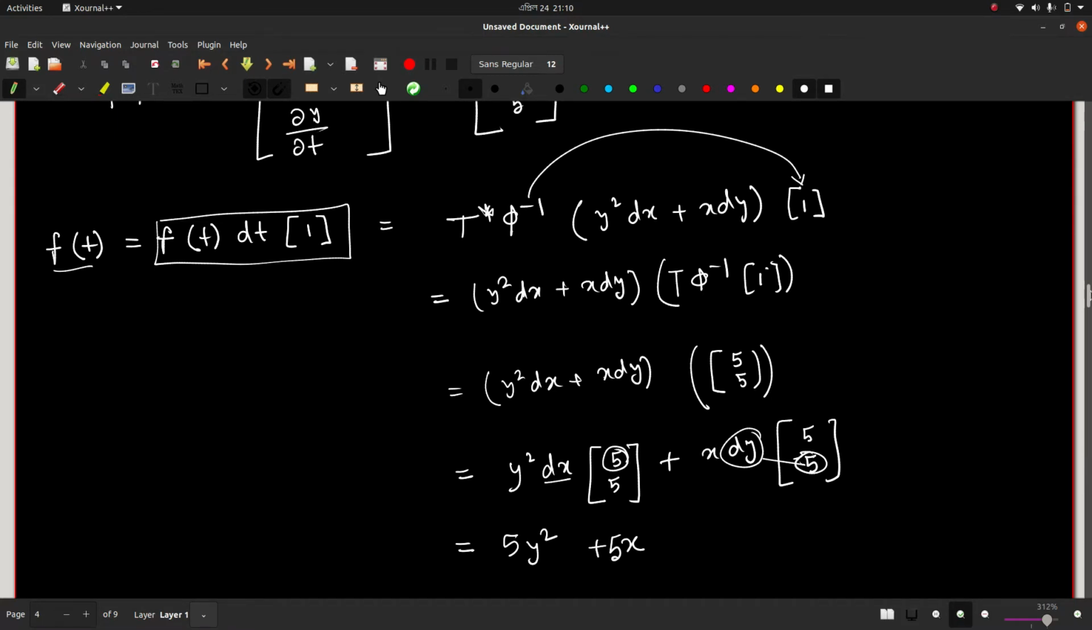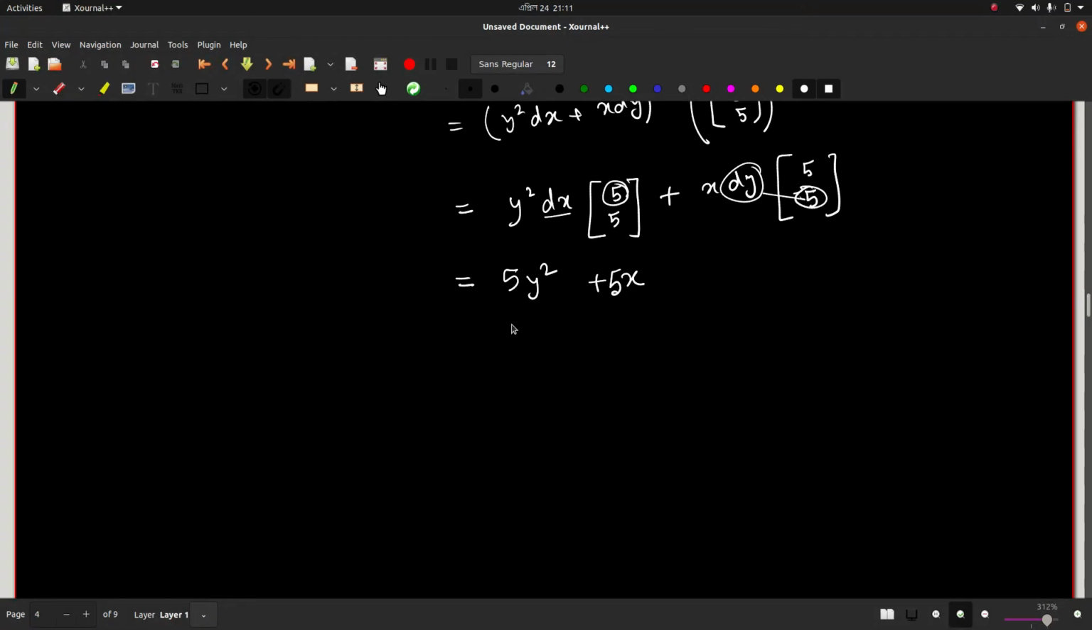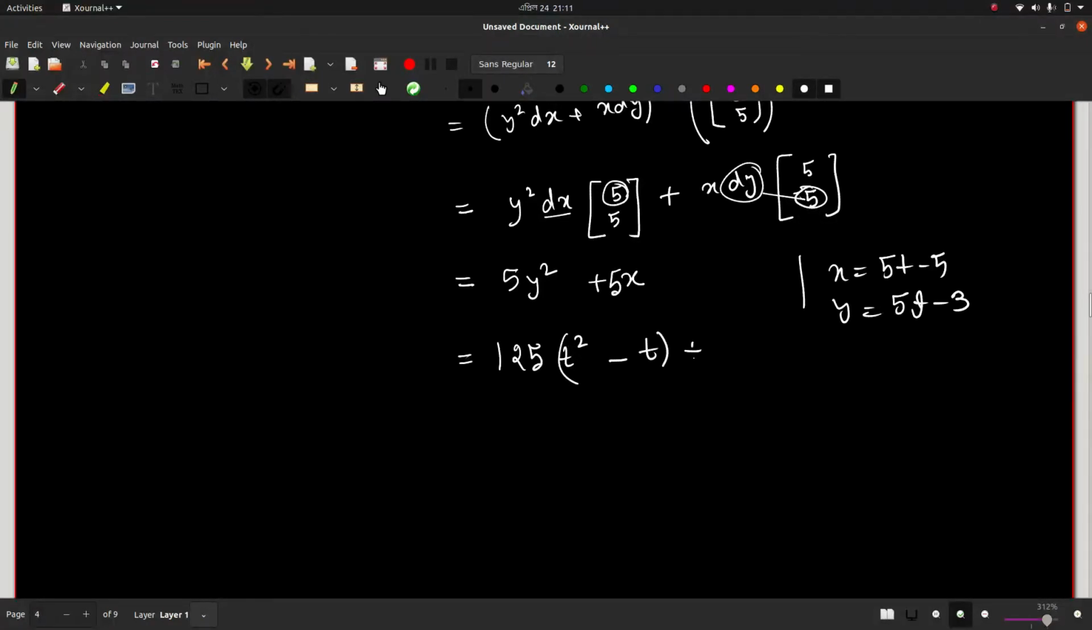And now what we can do is use the parameterizations that were given in the first place, that is x equals 5t minus 5 and y equals 5t minus 3. So now we use x equals 5t minus 5 and y equals 5t minus 3. If you do that, the final expression will be something like this: 125t squared minus t plus 20, right? And now we finally have to integrate this thing. So let's say our parameter varies from 0 to 1.